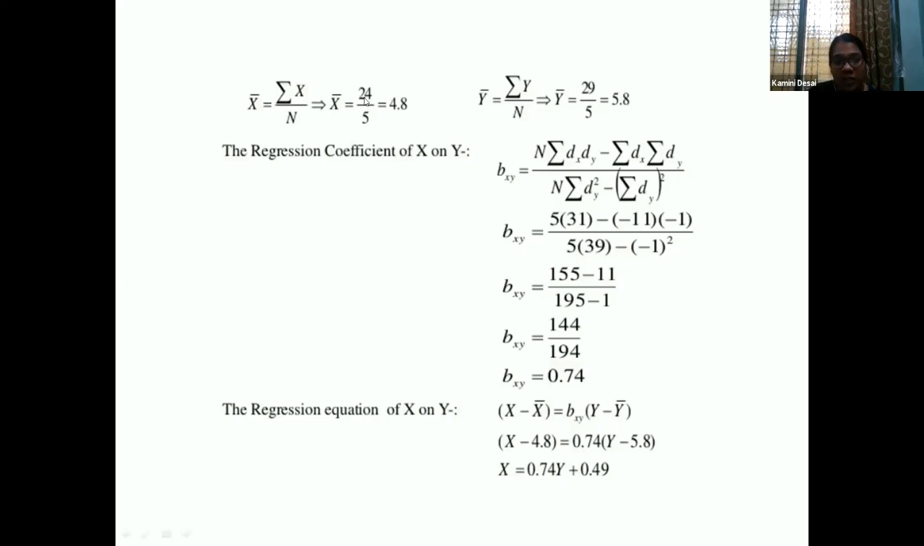So here the original x bar is 4.8. So we have written here x bar 4.8 and y bar is 5.8. Again, you have to solve this bracket. So we will get x is equal to 0.74y plus 0.49.